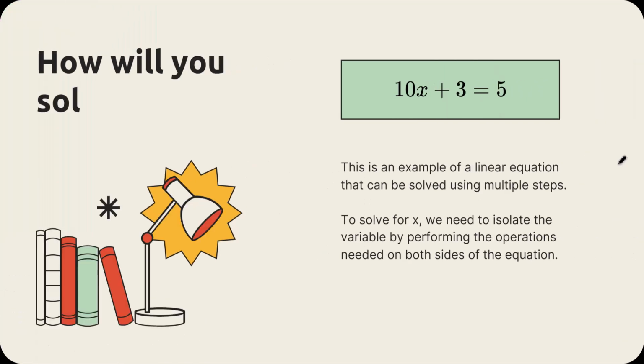Now how will you solve further? How will you find x? So this is an example of a linear equation. This can be solved using multiple steps, right? What are the multiple steps? Elimination of numbers and elimination of the coefficients by addition, subtraction, multiplication, division. That's how we do it, right? So what is the idea? Keep the variable to one side, numbers to the other. That is the idea, right?